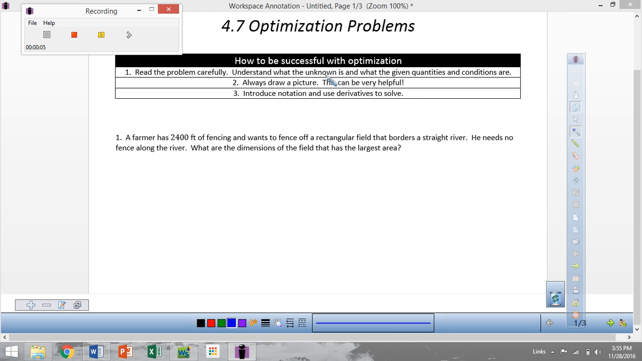Two, you always want to make sure that you draw a picture. A lot of times it can be helpful, especially with coming up with the formulas. And then three, make sure you introduce some notation, and then we're going to use derivatives to solve.